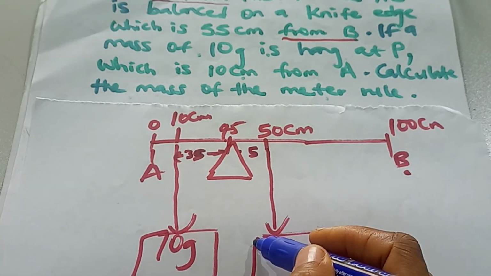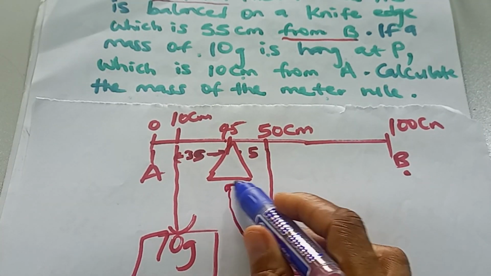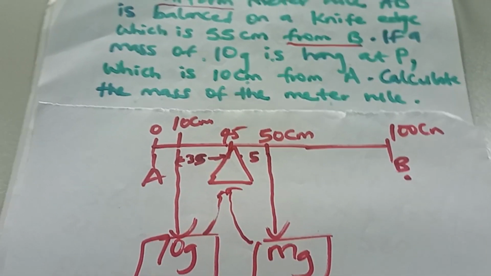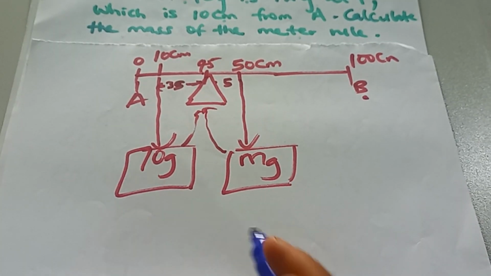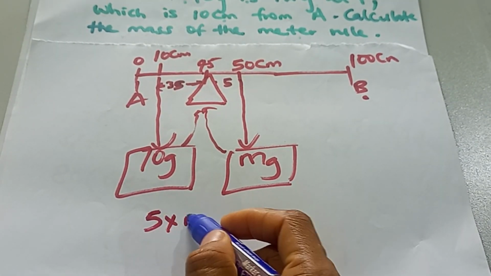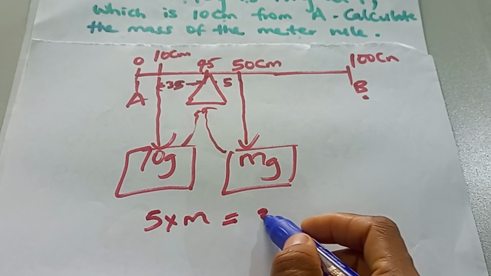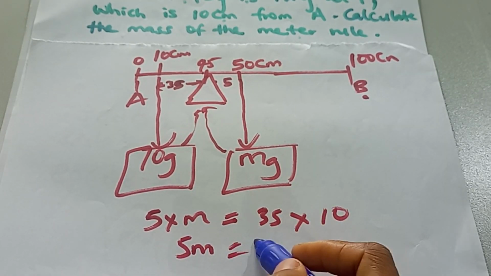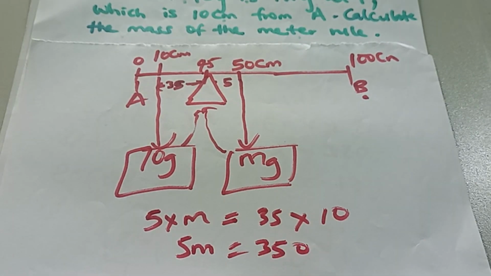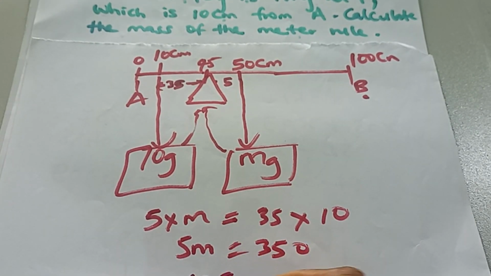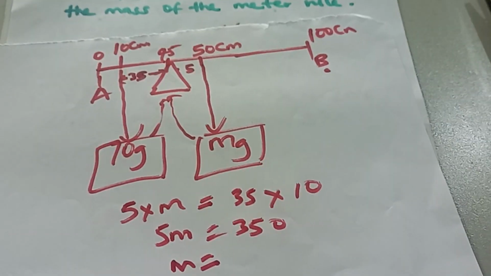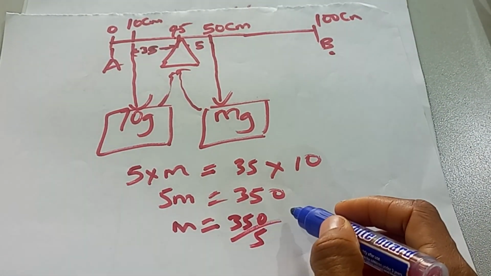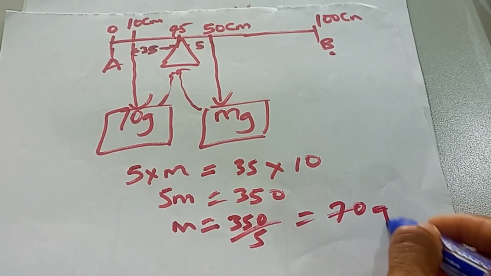Once you get the distance, the next thing is to take your moment about this point. So that's m times 5, we'll now do our calculation. 5 times m is equal to 35 times 10. So that 5m is equal to 350. And then m will be 350 over 5, which will give us 70 grams.